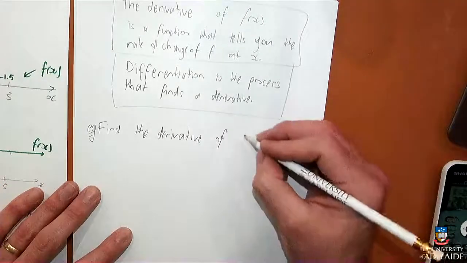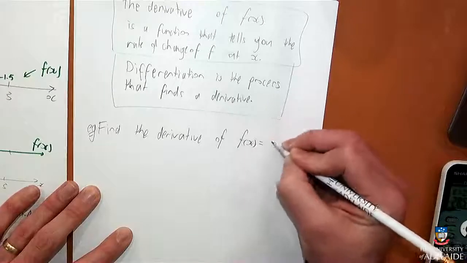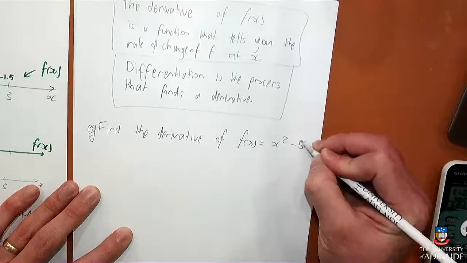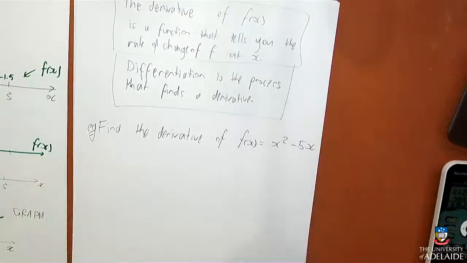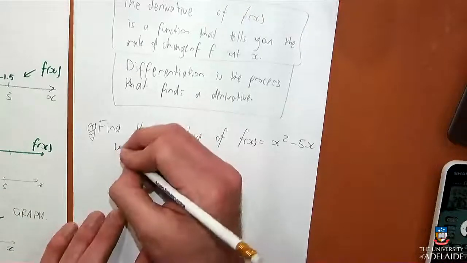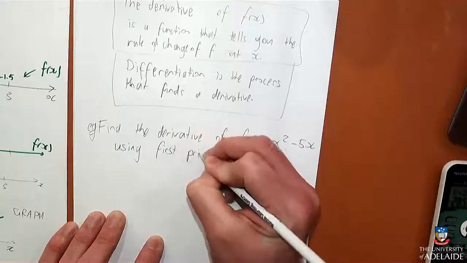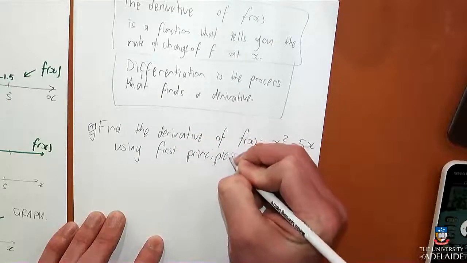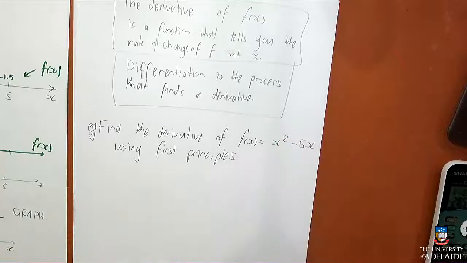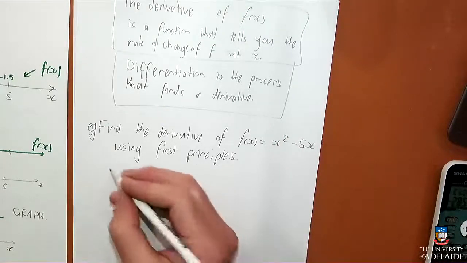Find the derivative of f of x, which I'm going to say is x squared minus 5x, the one that we had on the screen before, using first principles. And first principles is all this stuff I've described. Okay. So how would you do that?